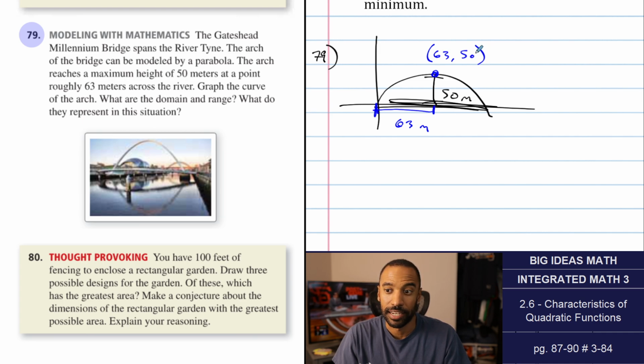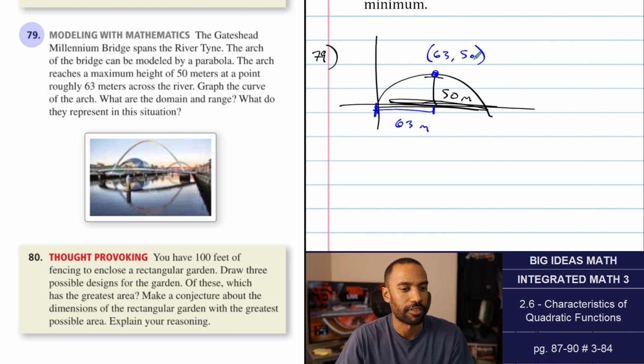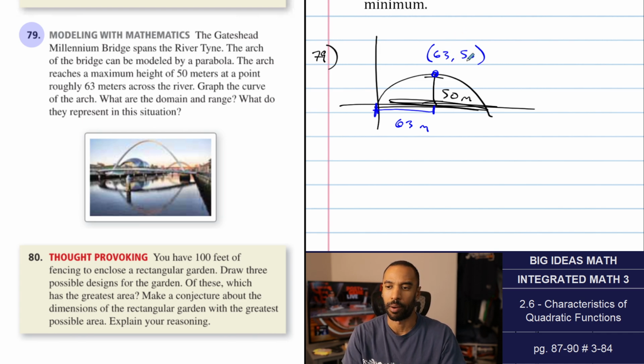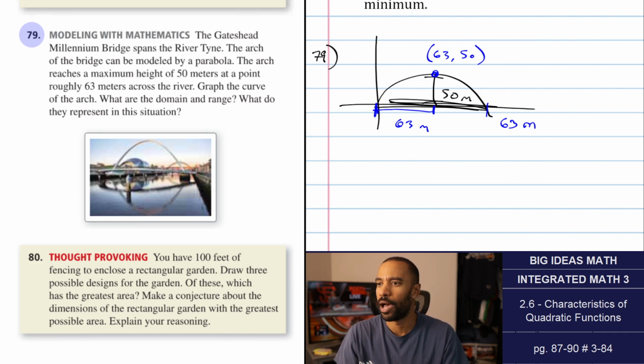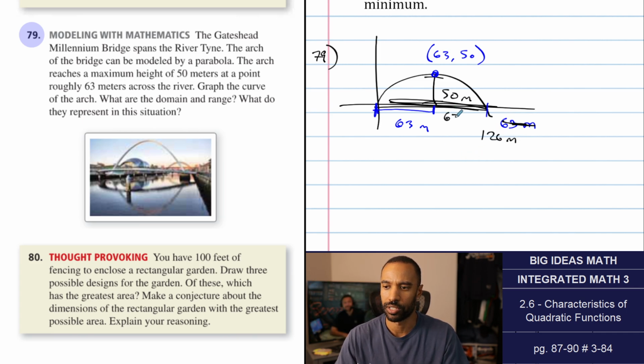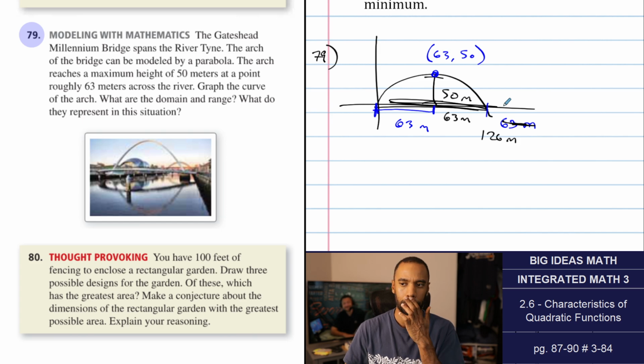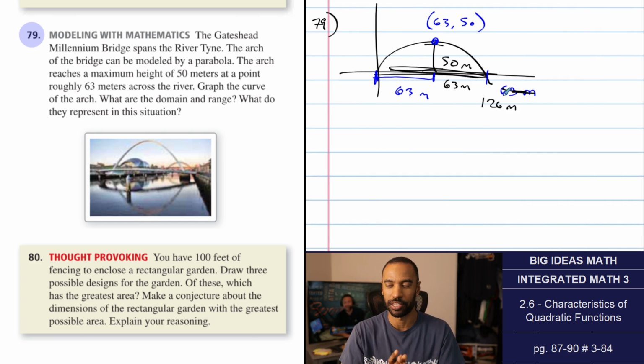Graph the curve. Okay, I did a very rough sketch, sorry about that. What are the domain and range? What do they represent in the situation? Now, if that goes 63 here, there's another 63 that we can hit going that way, and that makes sense, because otherwise we wouldn't know anything about the arch. That means 126 meters in total, because that's 63 plus 63. Sorry that the graph is very rough. I was trying to first figure out which one it was. I landed on this, and I'm good.